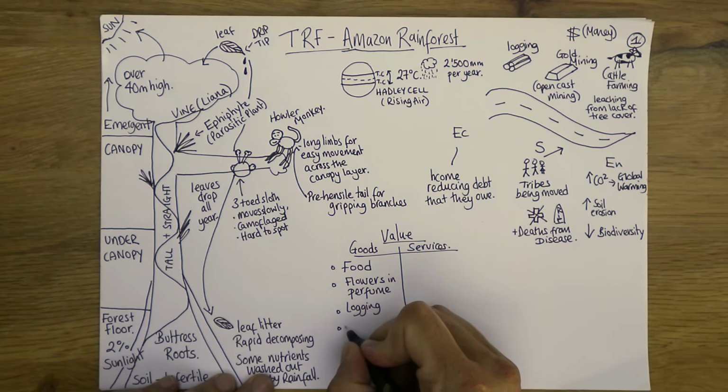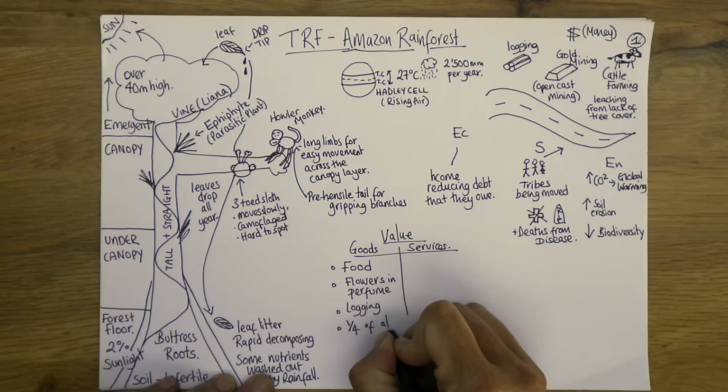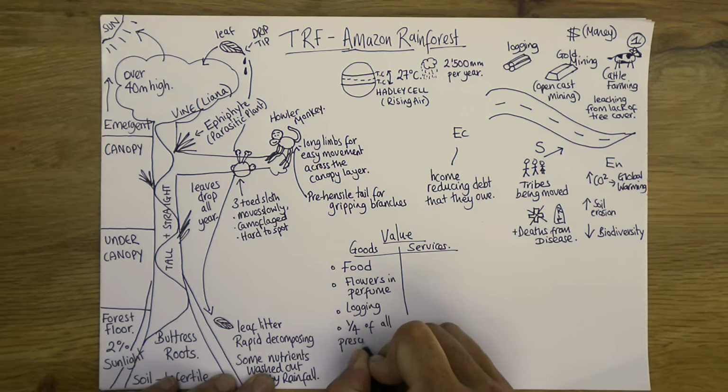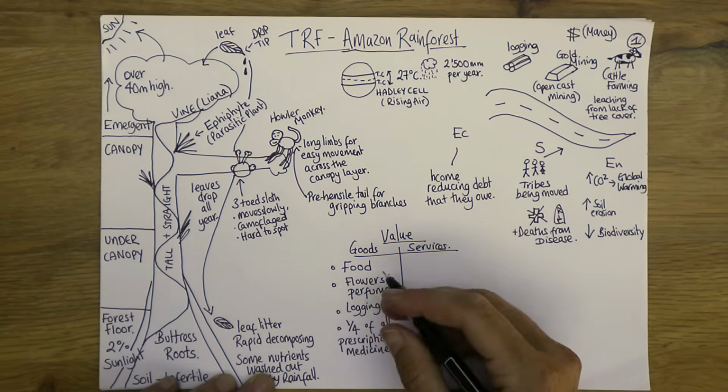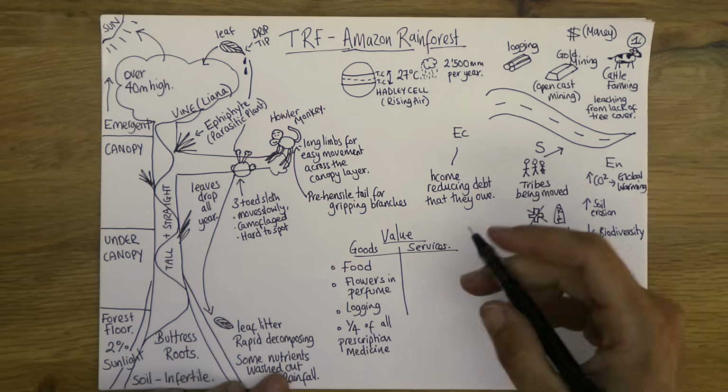And then a big one is the rainforest contains 1/4 of all prescription medicines in the UK. So if you go to the pharmacy for your medicine, it's likely that even a basic antibiotic might well be linked to some of the plants that live there.